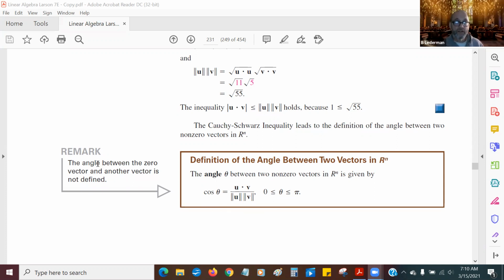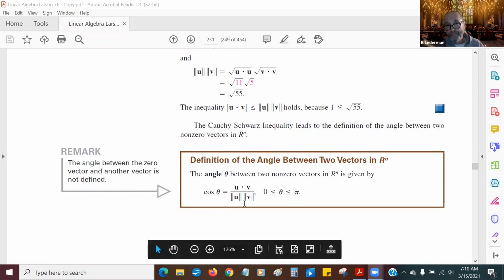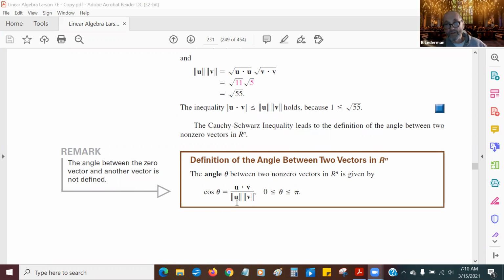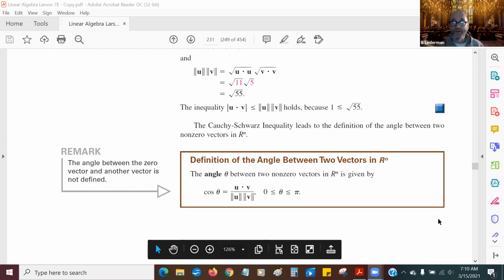This is an interesting remark here. The angle between the 0 vector and another vector is not defined. And that makes a lot of sense. It doesn't really make sense physically. A 0 vector is kind of like 1 point, so how do you have an angle between just 1 point and a line? Plus, if you notice in the formula, the magnitude of the 0 vector is 0. So you'd wind up having 0 on the bottom of a fraction, which also makes it undefined. So it's doubly undefined, if you will.